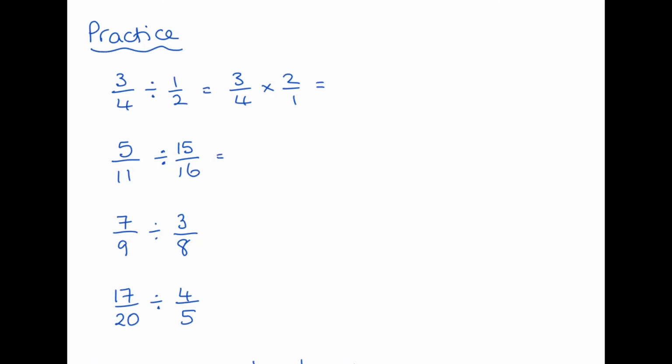Okay, so first question, 3/4 divided by a half. When we're dividing by a fraction, what we do is we turn that fraction upside down and we change it to a multiply. We know this works because we've used it previously in the other examples.